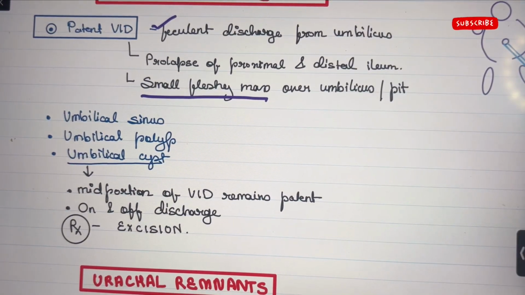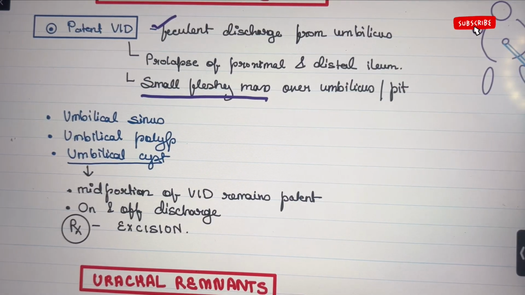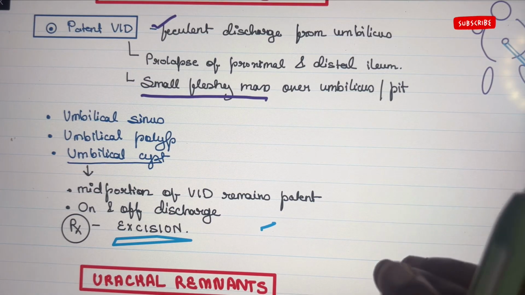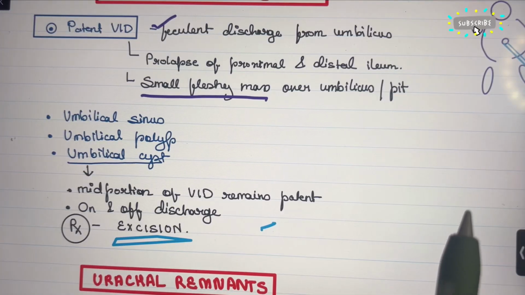Then it can present as a sinus also, it can present as an umbilical polyp, and umbilical cyst is, I have already told, the mid portion of the vitelline or intestinal duct remains patent, and on and off discharge is present, and treatment is excision. For excision, we give an infra-umbilical incision and we excise the whole tract along with the cyst.